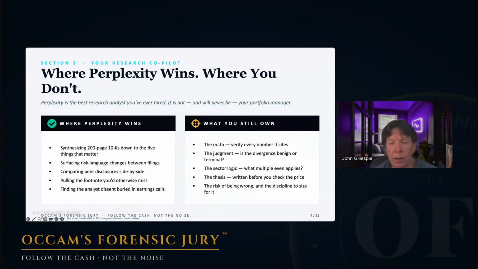Here's where I want to set expectations about Perplexity, because most people either treat it like a magic 8 ball or they refuse to use it at all. Both are wrong. Perplexity is the best research analyst you've ever hired. It's tireless, it's fast, it doesn't have an agenda, and it will read a 200-page 10K and give you the 5 things that matter in under a minute.